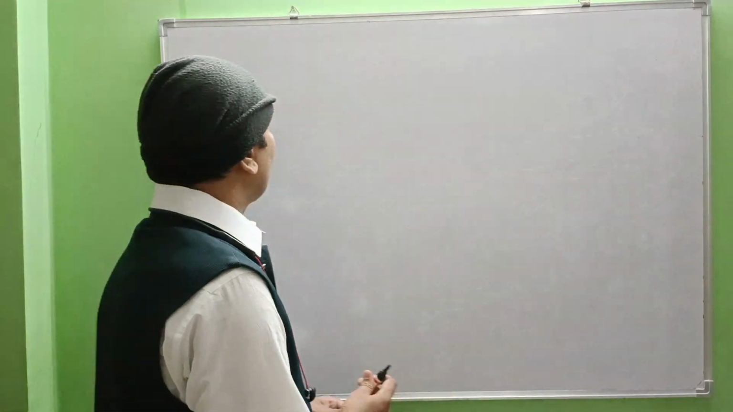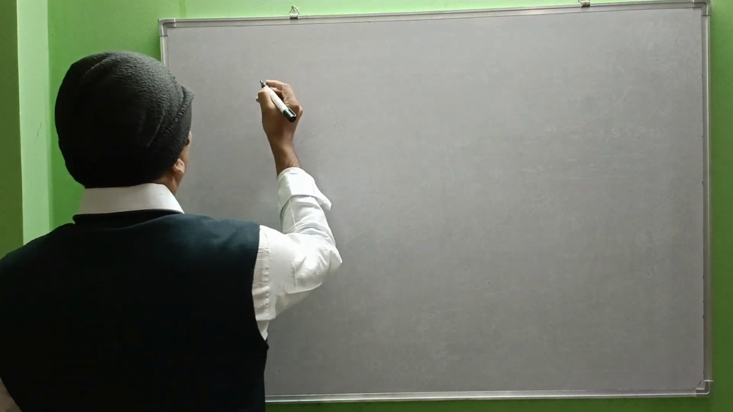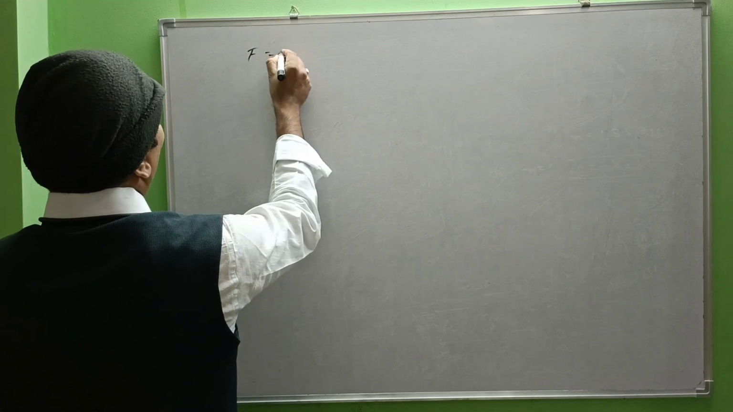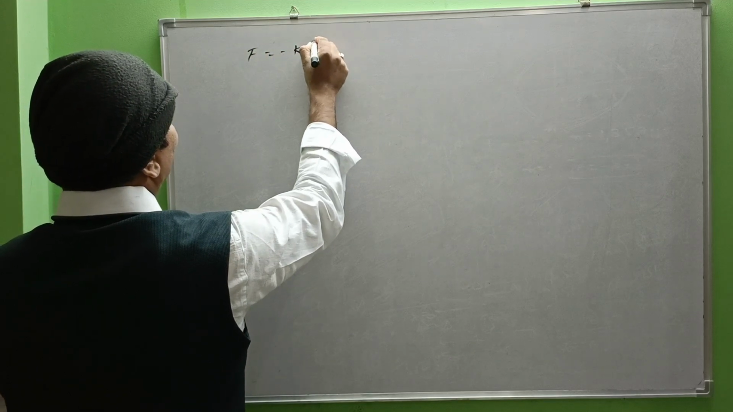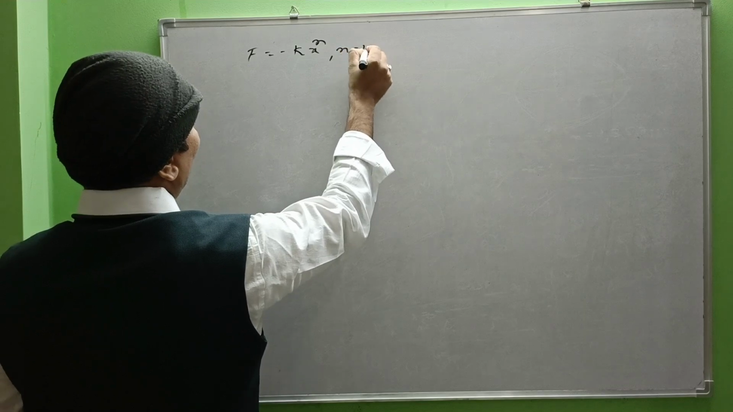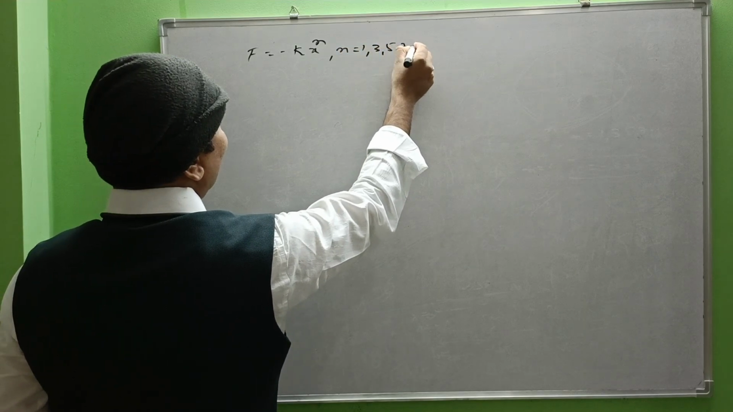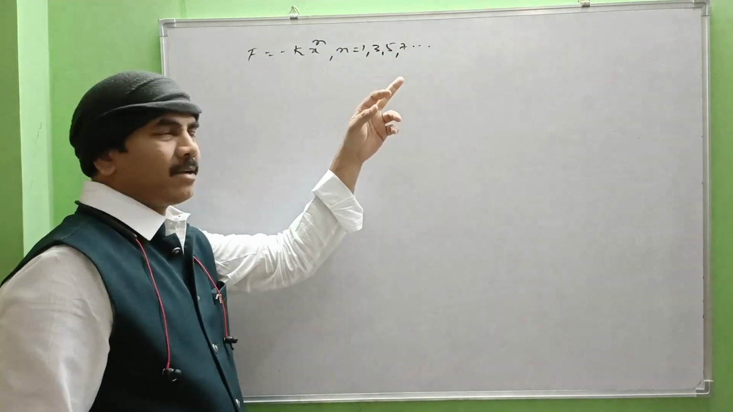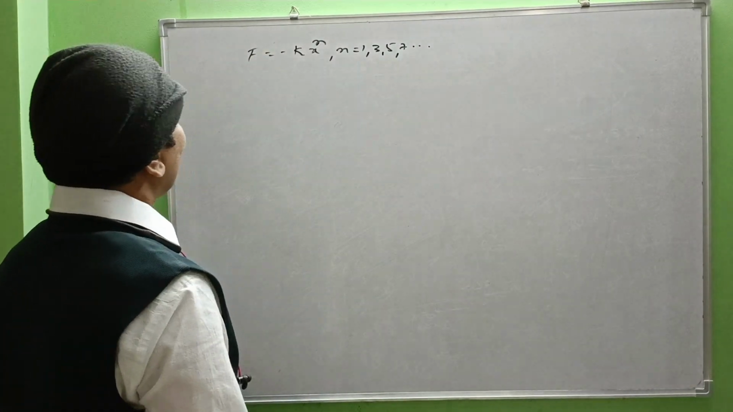Hi young friends, in this video we are going to discuss different mathematical expressions of simple harmonic motion. In the previous video we came across the mathematical expression for oscillator motion. What is that expression? F equal to minus k into x power n, where n takes 1, 3, 5, 7, etc., any odd integer. Am I right? F equal to minus k into x power n.